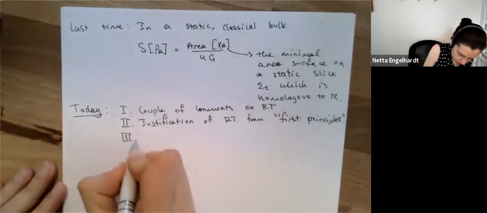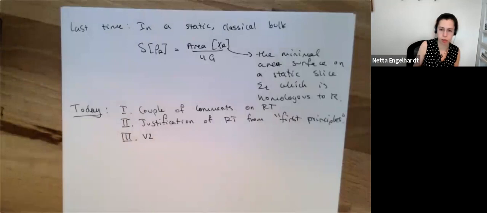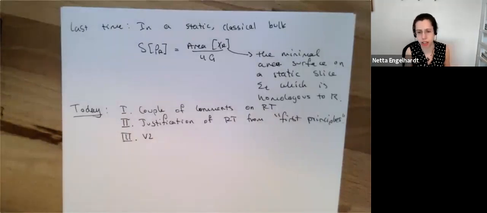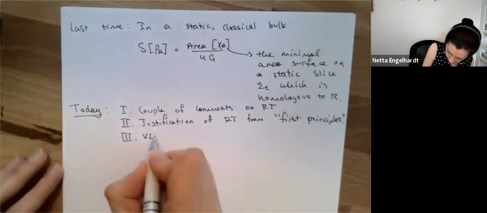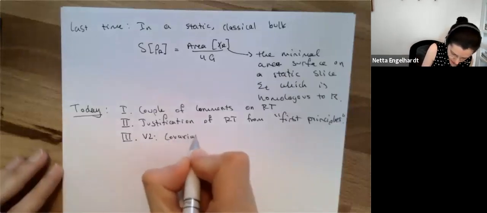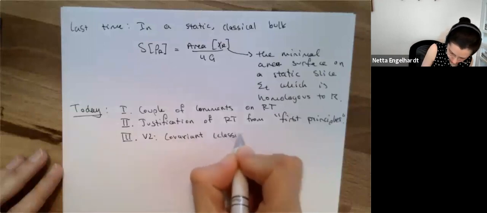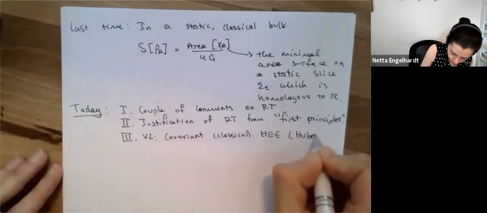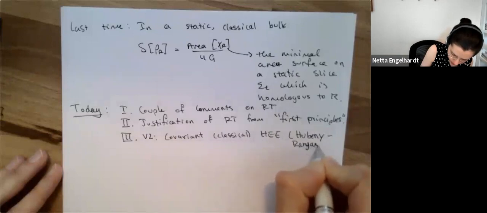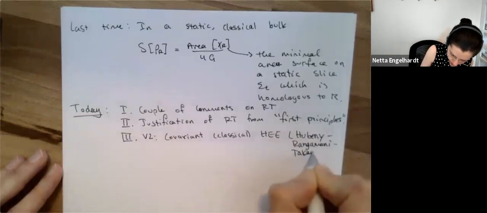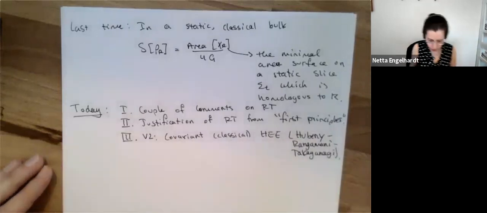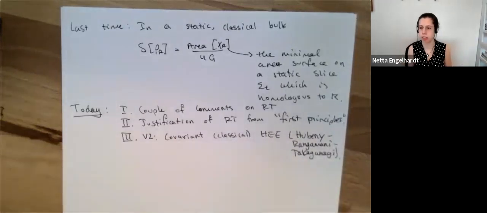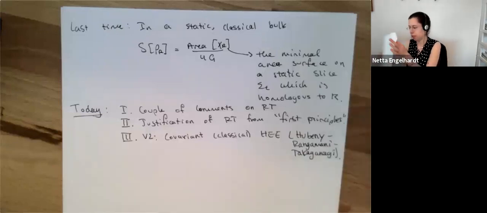Then we'll talk about the covariant version, which I'll call V2. So V0 was Bekenstein-Hawking, V1 is Ryu-Takayanagi, classical static bulk, and then V2 is the covariant, still classical, holographic entanglement entropy prescription, which is proposed by Hubeny, Rangamani, and Takayanagi. My suspicion is that's what we'll get to today, but if we have a little more time, then I'll mention the reformulation of it by Aron Wall, the so-called maximin prescription. My suspicion is that we'll have to wrap that up next time.